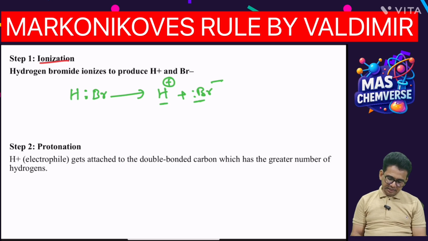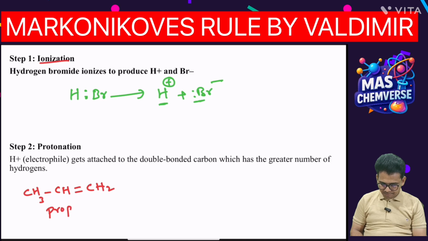Now this electron deficient electrophile, H plus, is an electrophile, an electron lover. It loves electrons because it doesn't have electrons. That's why it undergoes the process of protonation, meaning addition of hydrogen. Here you can see the addition of hydrogen to the alkene. I will write alkene here. This is called propene. Then it reacts with the electrophile because it undergoes protonation.